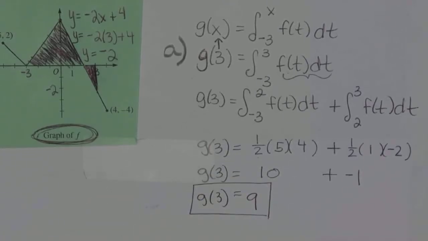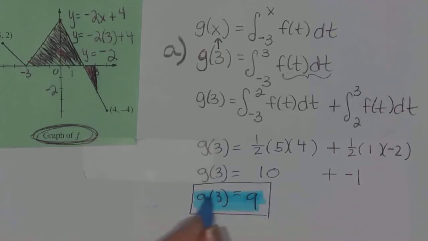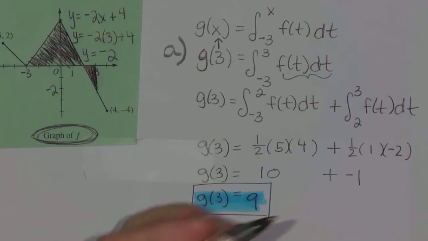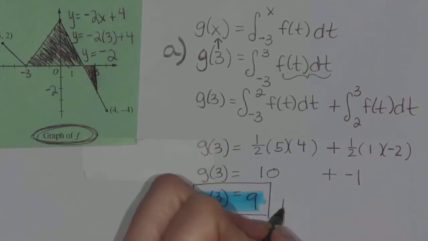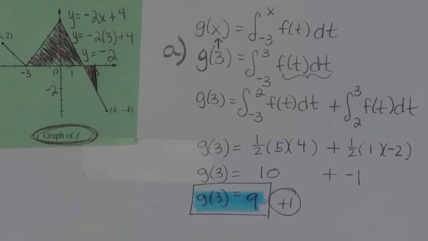Final answer. Now, when I look at my AP scoring guide, for getting this answer correct, they are going to award you 1 point. So what I want you to do right now is if you got g of 3 equals 9, add a point to your score, +1. Okay? And in my scoring guide, you can see that.